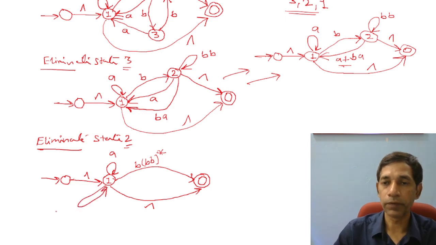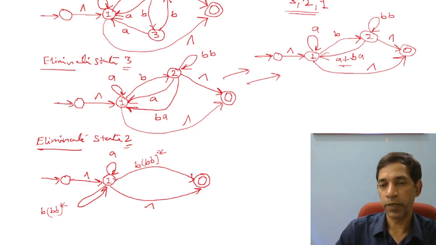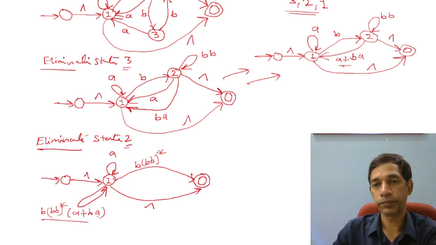What is the label of this loop? From 1 you are going to the state 2 for the B. Then at the state 2 you have the loop for the BB, and you are going to have the clean star. Then you are coming back to the state 1 for the regular expression A plus BA. So you have A plus BA. This is the resulting label.